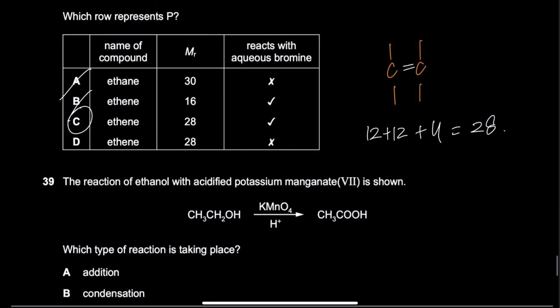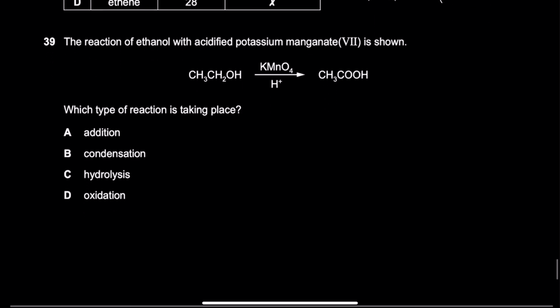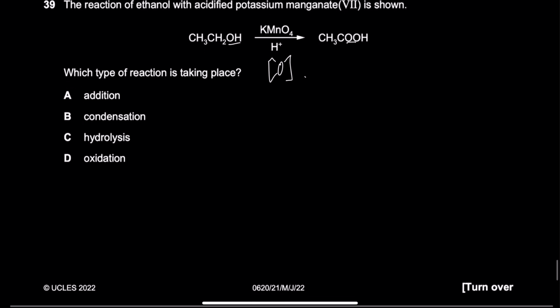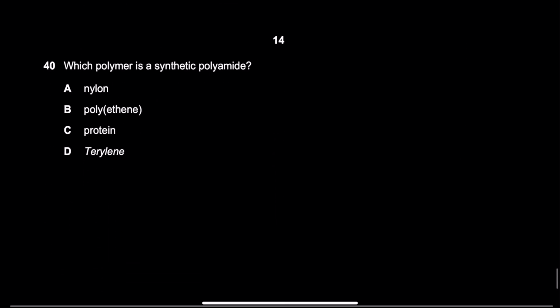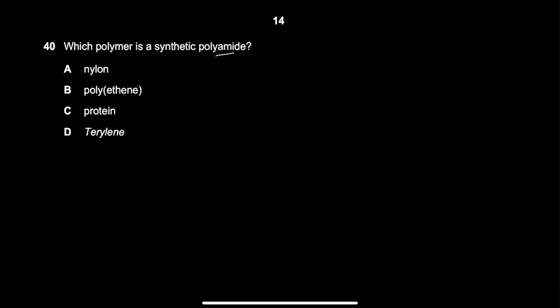The reaction of ethanol with acidified potassium manganate is shown. Which type of reaction is taking place? So you had alcohol, it's going to carboxylic acid, you realize oxidation is happening, right? And KMnO4 is an oxidizing agent, so it reduces itself to oxidize the alcohol, therefore D is the right option. Which polymer is a synthetic polyamide? Polyamides, we studied, are either nylon or protein. Now, which one is synthetic? Man-made. Man-made is nylon. Therefore, A is the right option.